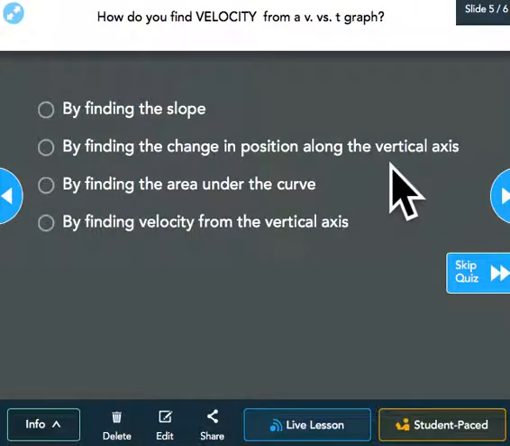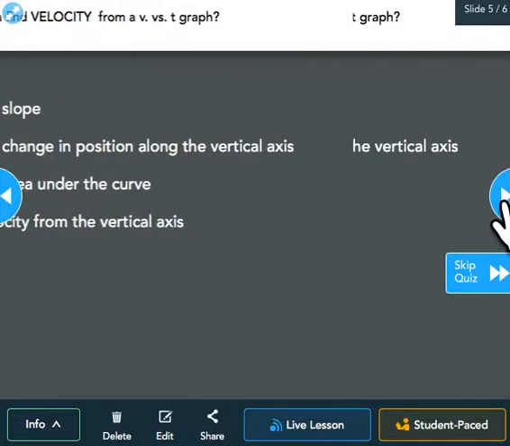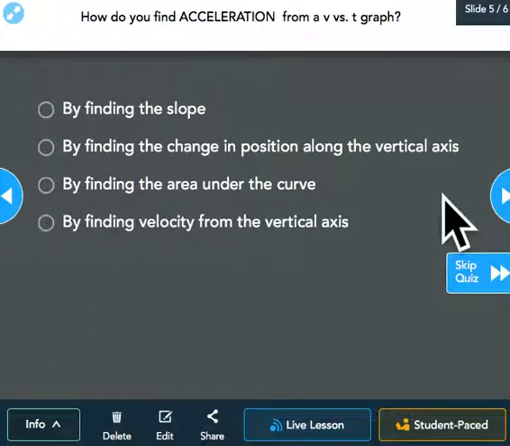How do you find velocity from a velocity time graph? You find velocity from the vertical axis. And how do you find acceleration from a v versus t graph? By finding the slope.